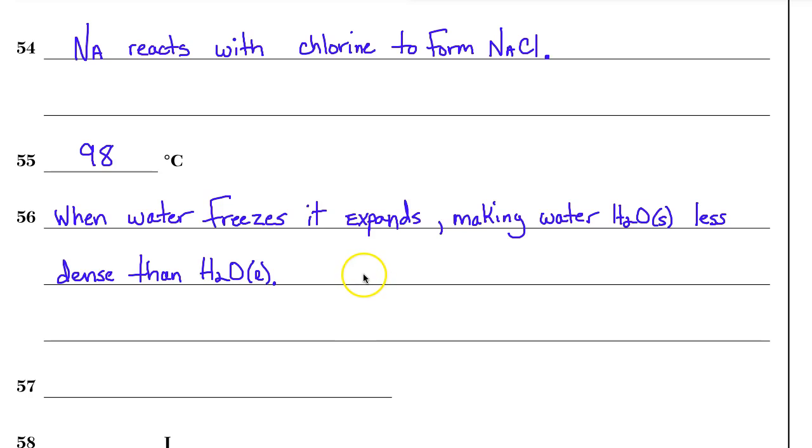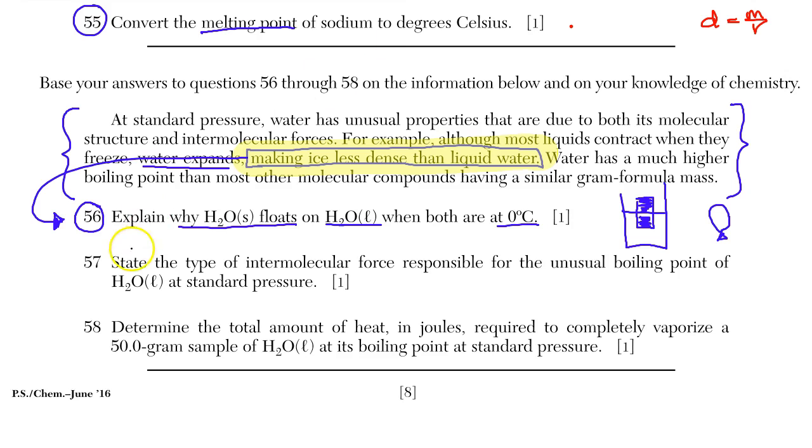And try to write in complete sentences. It's really a good idea, although they will accept the sentence fragments. So in any case, number 57. Number 57 is a question related to the blurb up here that was given, and I love to go to the question first if you can, if you're comfortable doing that. State the type of intermolecular force responsible for the unusual boiling point of H2O liquid at standard pressure.